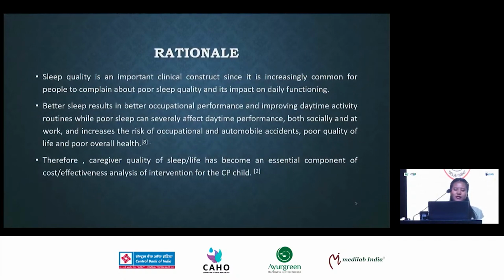Rationale. Sleep quality is an important clinical construct since it is increasingly common for people to complain about poor sleep quality and its impact on daily functioning. Better sleep results in better occupational performance and improving daytime activity routines, while poor sleep can severely affect daytime performance, both socially and at work, and increases the risk of occupational and automobile accidents, poor quality of life, and poor overall health. Therefore, caregiver quality of sleep or life has become an essential component of cost or effectiveness analysis of intervention for the CP child.